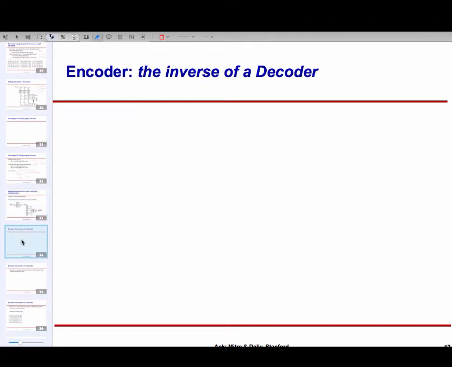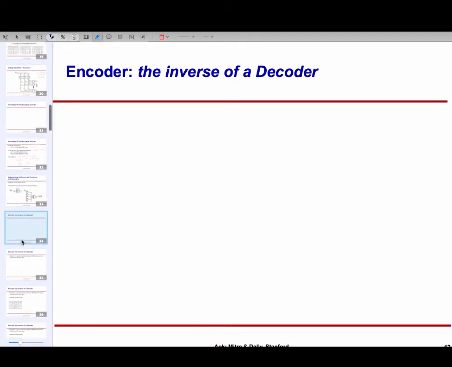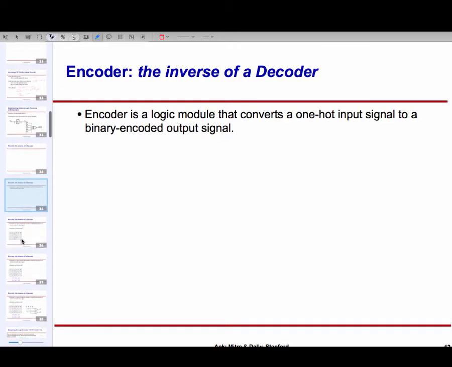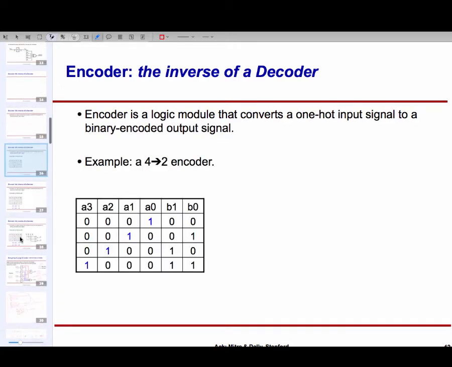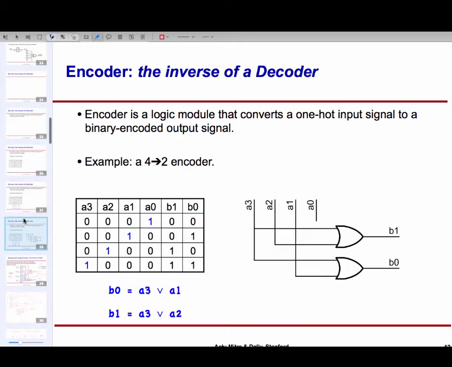Encoder is, as the name implies, the inverse of the decoder. This we had discussed last time, but just to provide you a quick recap: the decoder was going from binary to 1-hot. Encoder does the reverse. It goes from 1-hot to binary. And the truth table is exactly the opposite.